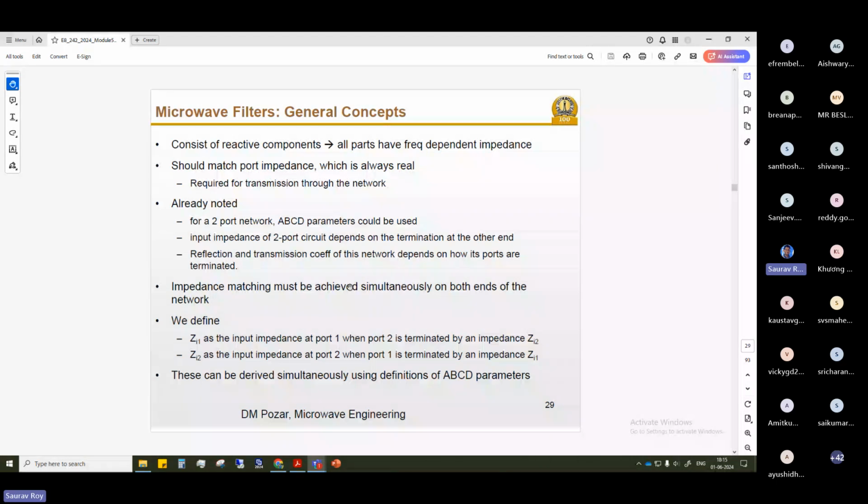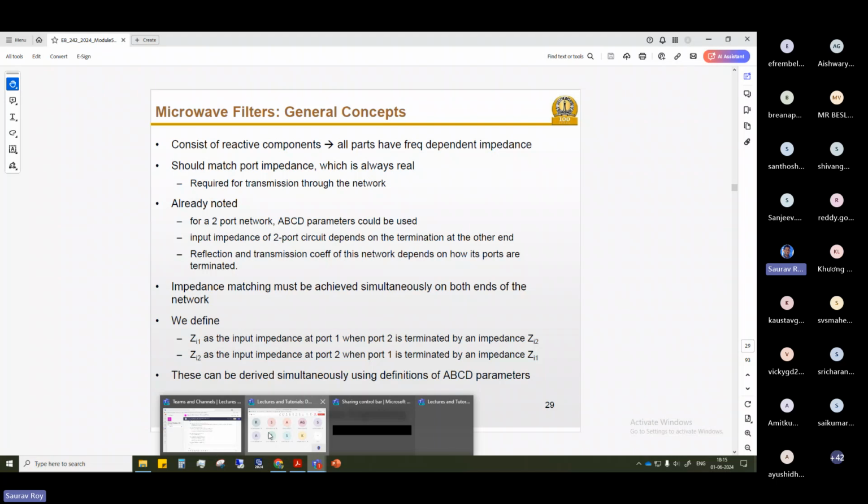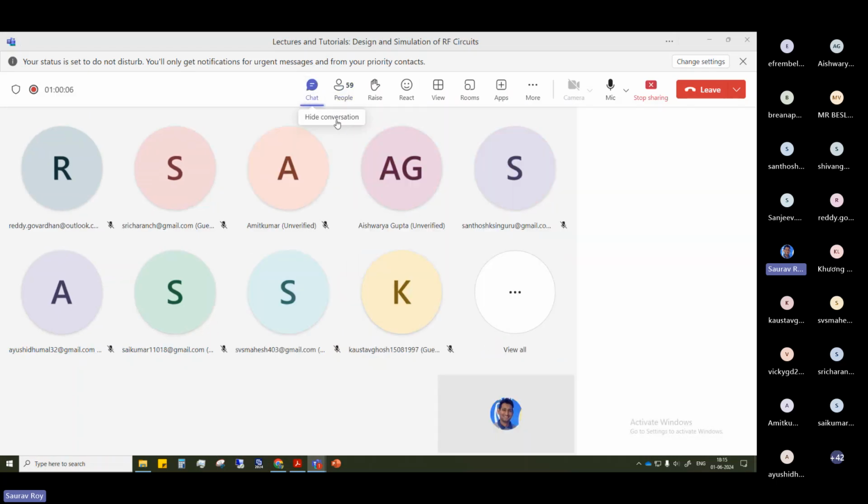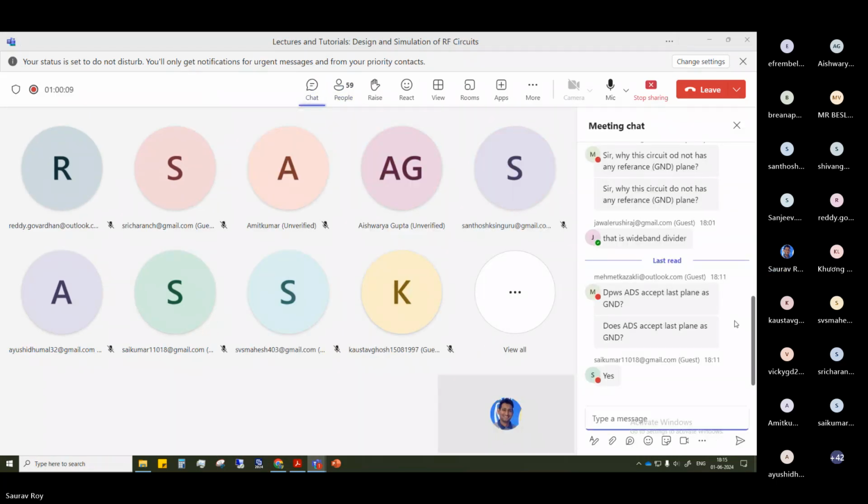So that is why, somebody was asking, what is the difference between lumped element and microwave filter. So I guess you now understand. Do you have any question?